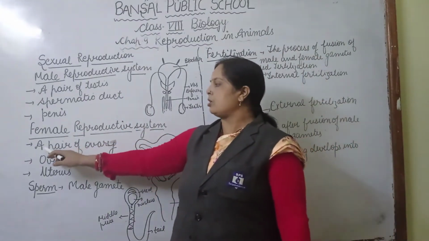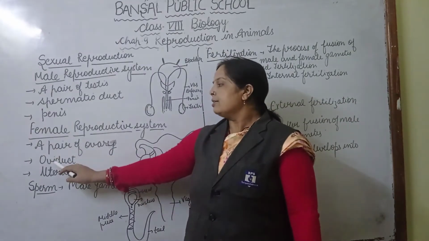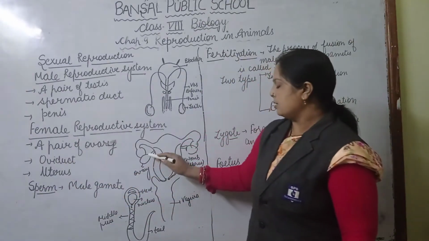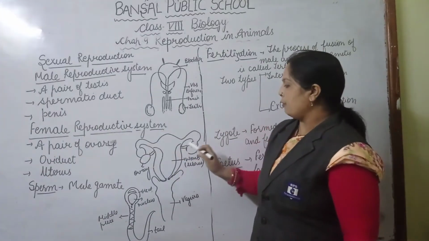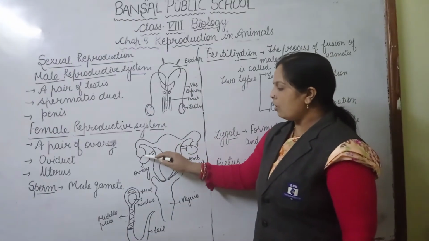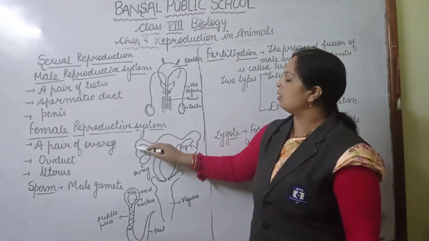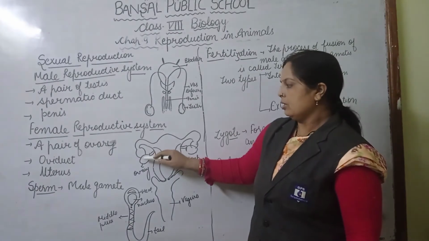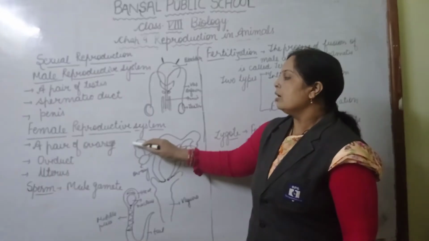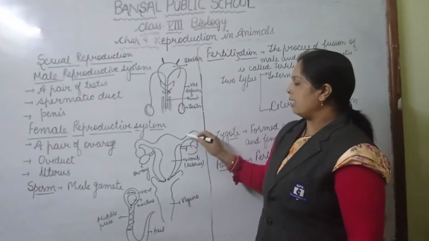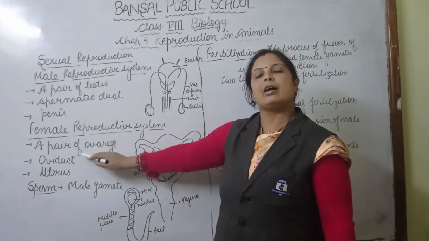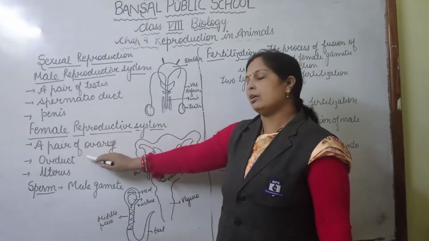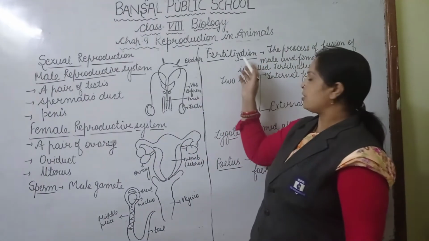The female reproductive system consists of a pair of ovaries, second the oviduct, and third the uterus. This is the one pair of ovaries. Clear? The ovary releases an egg, and the release of an egg from an ovary is known as ovulation. From the ovary, a duct-like structure arises, known as the oviduct, also known as the fallopian tube. Inside the fallopian tube, fertilization takes place.